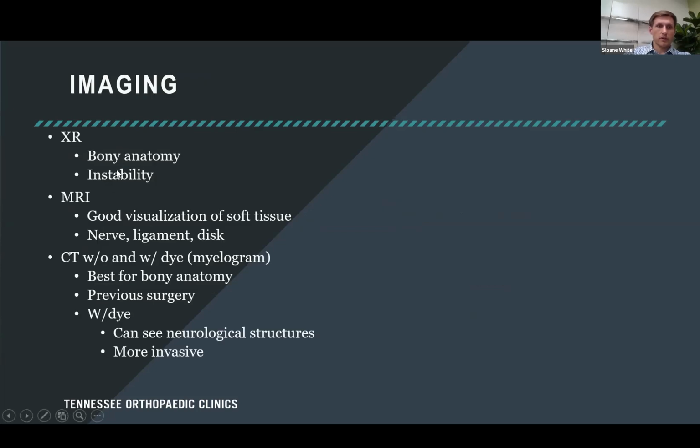So as mentioned above, we typically will start with the x-rays and then graduate to other imaging as needed depending on the treatment. As mentioned before, MRI shows great visualization of the nerves, the ligaments, and the discs, and the CT scan will show more of the bony elements.